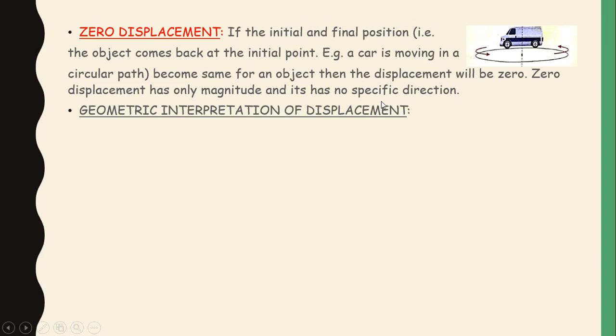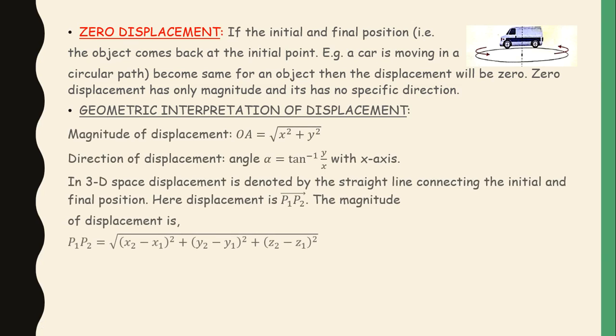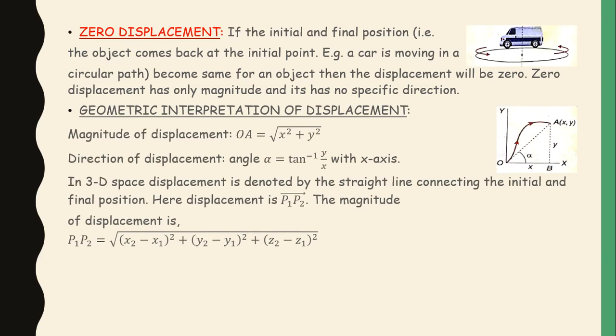Now, geometric interpretation of displacement. In the xy plane, suppose an object moves from O to A following this path. So here the initial point is O and the final point is A. So the magnitude of displacement is equal to OA, that is root over of x square plus y square.